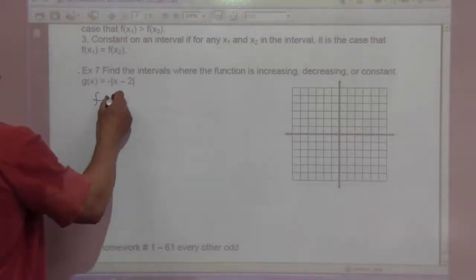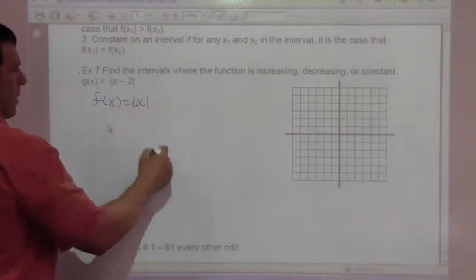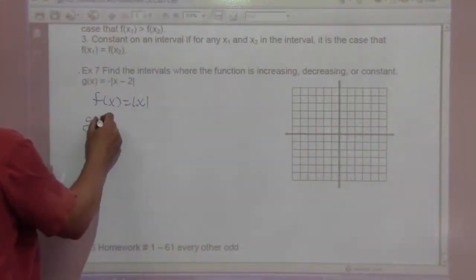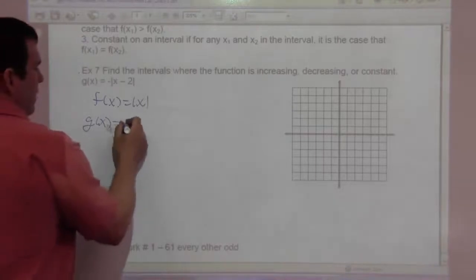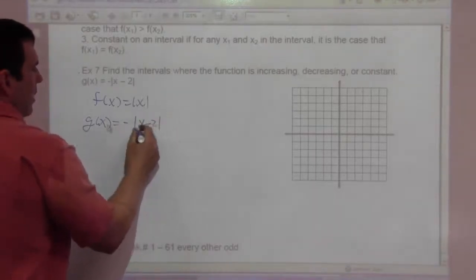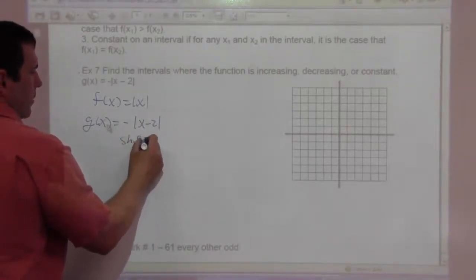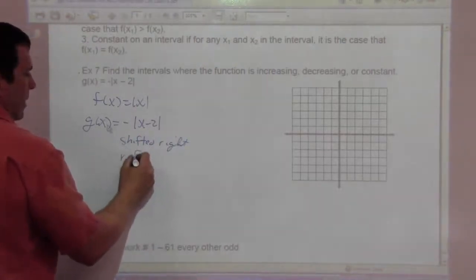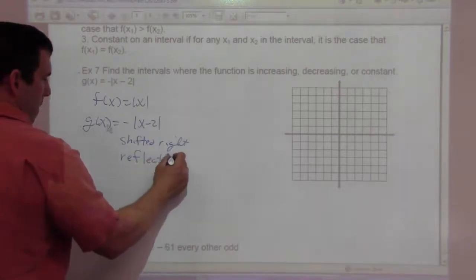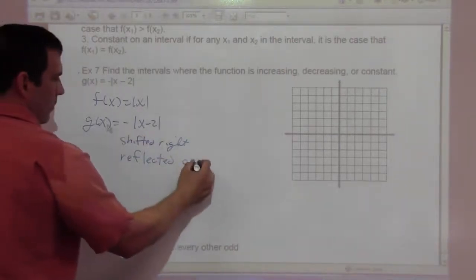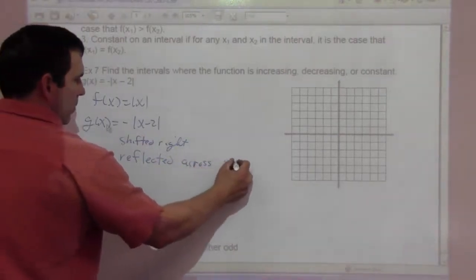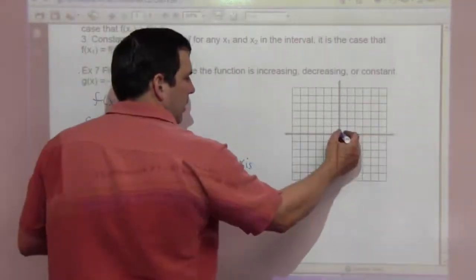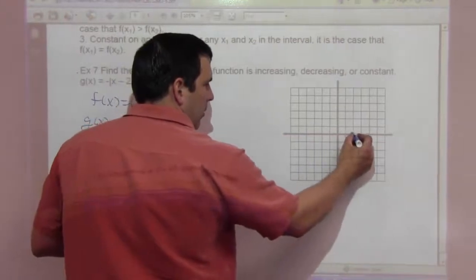So if we think about f of x being absolute value of x, it's going to be this. What we have here, g of x, is negative absolute value of x minus 2. It's going to be shifted right and reflected across the x-axis because of the negative. So instead of going like that, it's coming down and going to the right.